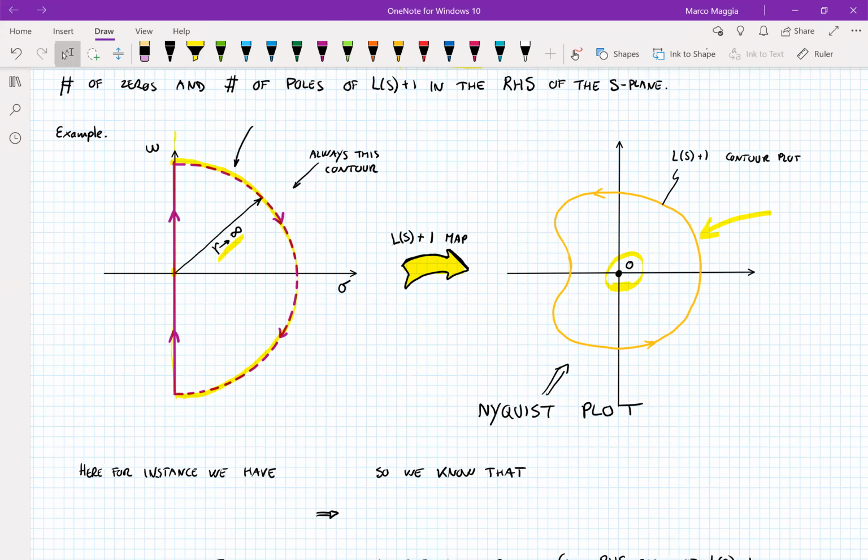For instance, in this plot that I chose, and now let's just call it the Nyquist plot, because when you start with the S contour that is all the right-hand side of the plane, then whatever you get is called the Nyquist plot. So here we're encircling the origin once counterclockwise. Okay. N is equal to -1.